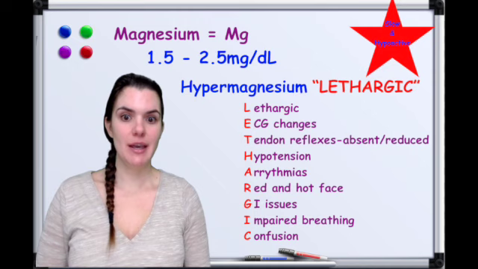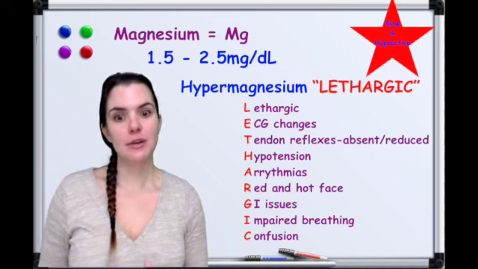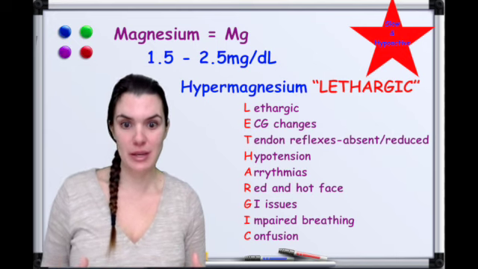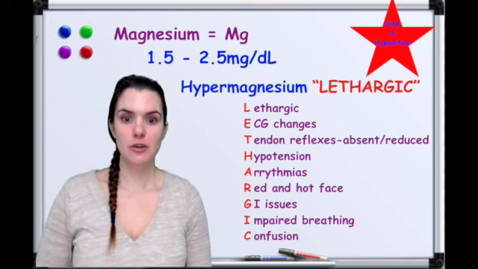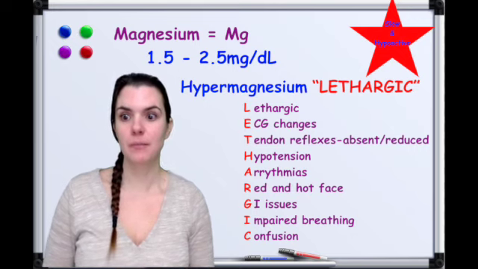G is for GI issues like nausea and vomiting. I is for impaired breathing due to skeletal muscle weakness. And C is for confusion. They can have neurological impairment, sometimes profound.